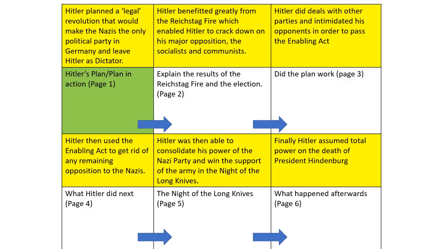Okay, 11, we come to the first of our tasks now. So I just need you to make a copy of the first yellow box. I need you to write a heading that says, or start a sentence that says, Hitler planned a legal revolution that would make the Nazis the only political party in Germany and leave Hitler as dictator. And then what I want you to do is reread page 1, what we just looked at, and under this heading, just bullet point what Hitler's plan was going to be and how he put his plan in action. So if you can pause the video, just do that for me now.